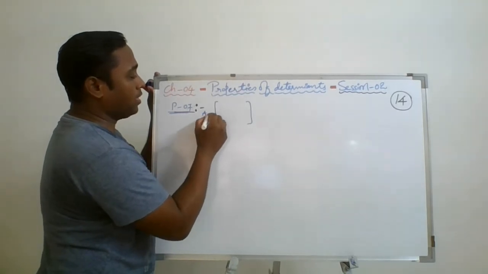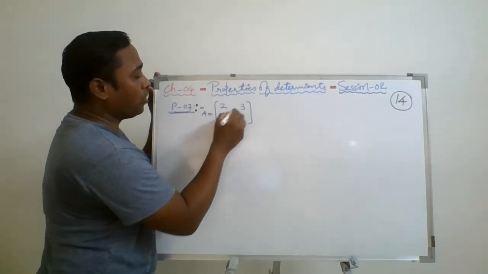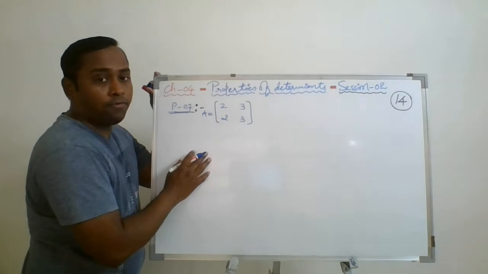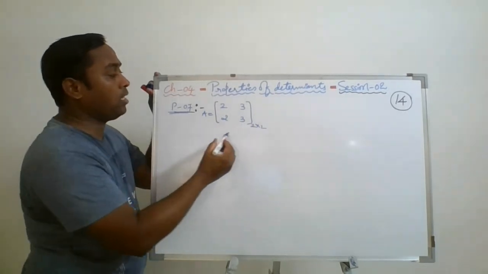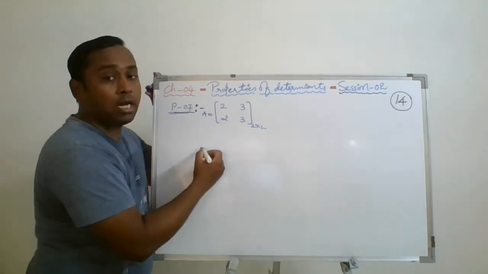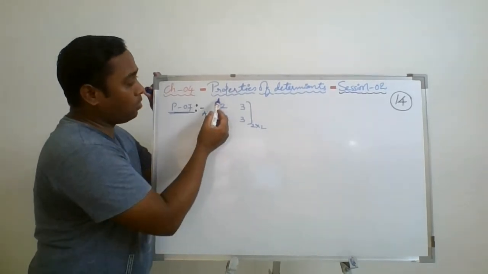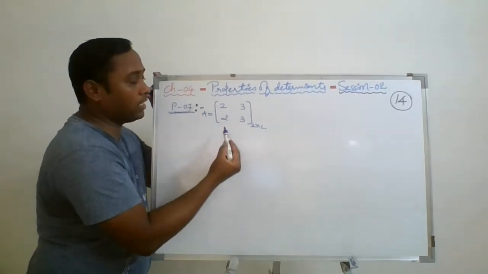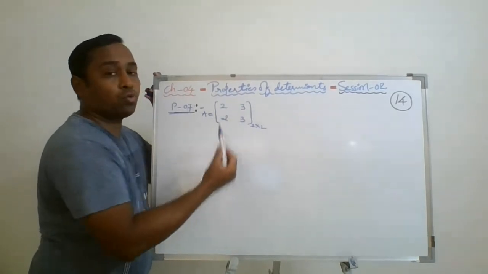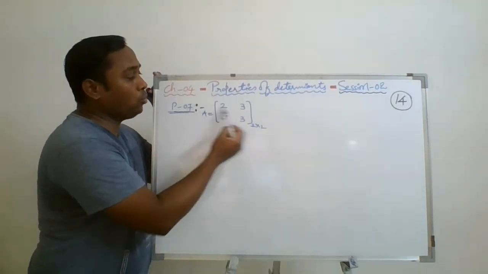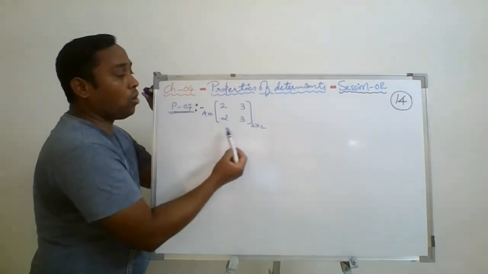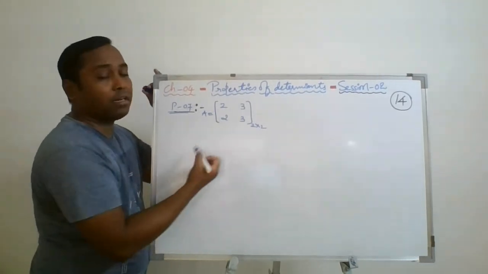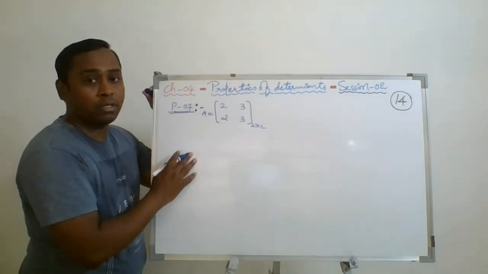Let us see the matrix I am taking: 2, 3, 2, 3. If you see here, in the example which I have set, row 1 and row 2 are identical. Even column wise you can see, coincidentally, column 1 and column 2 are identical. When two rows or two columns are identical, then det value is 0. This is the property number 7.